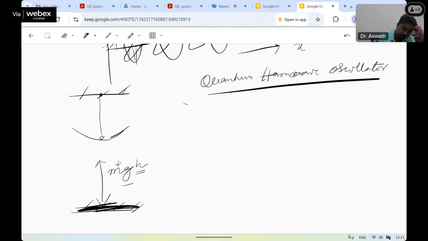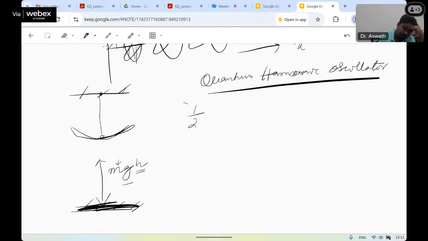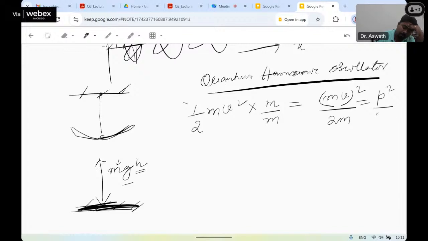We can find that. Now, it has a kinetic energy. What is the kinetic energy? It is simply half m v square. I multiply and divide by m, which becomes m v whole square divided by 2m, which is linear momentum square by 2m. So kinetic energy is this. Fine. So how do I know the potential energy? The potential energy is actually created here because of gravity.